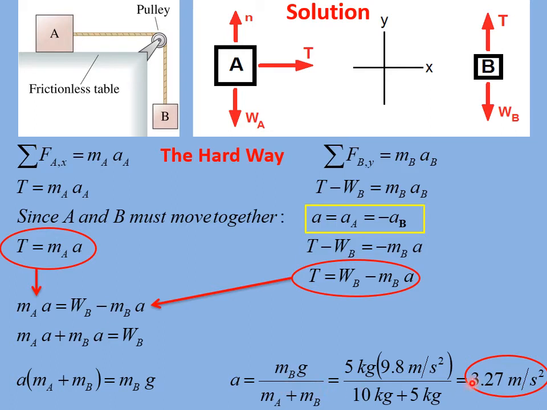Finally, you substitute the results together to get the final result. If you count all the steps, including the free body diagrams, it's 14 or 15 steps to get the correct answer, which is 3.27 meters per second. There's a much, much easier way to do this, which is what we're going to focus on next.